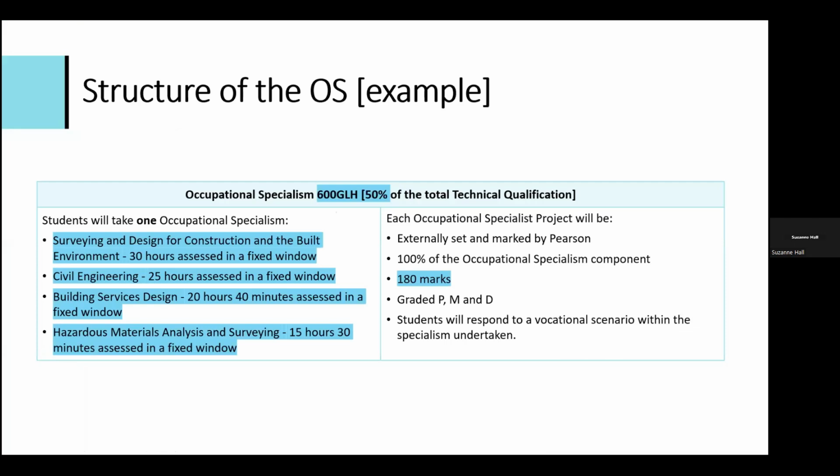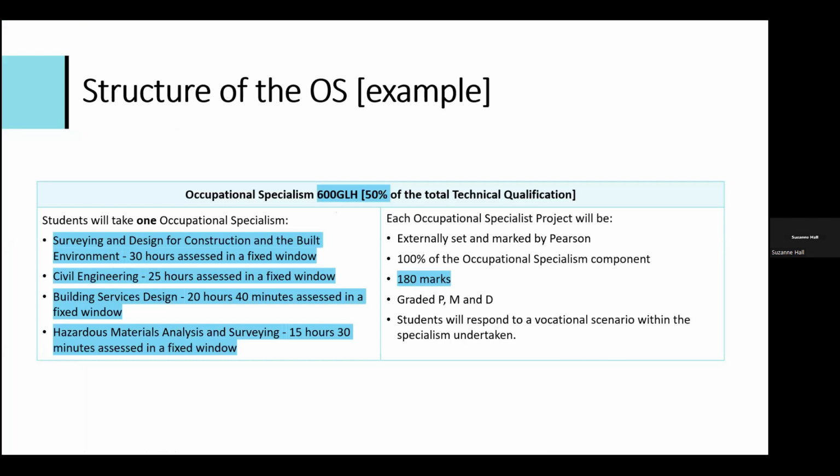So if you've watched our Introducing T-Level briefing, you'll have seen this slide before. And this is the structure of the Occupational Specialism. So the OS, for short, makes up approximately half of the T-level. And in this example, we've taken it from the Design, Survey and Planning for Construction T-level. You can see that the OS is 600 guided learning hours.